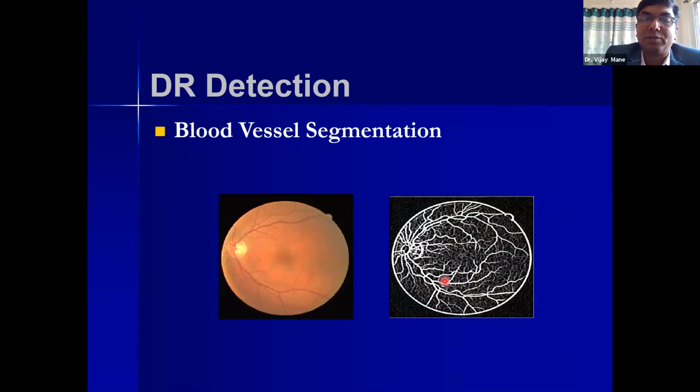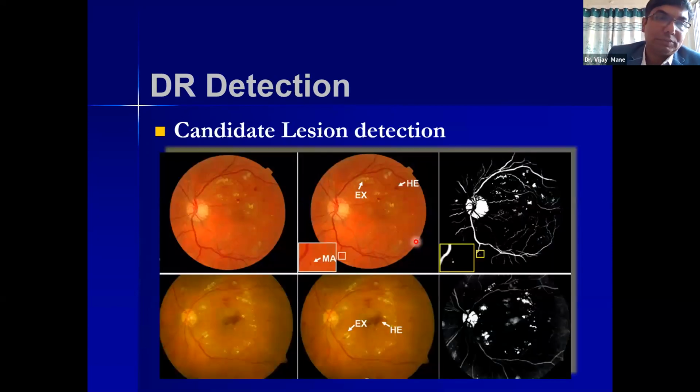So many algorithms are developed where we can extract these blood vessels or simply highlight these blood vessels for registration purposes, for restoration purposes, for comparing purposes. Blood vessel segmentation or blood vessel detection algorithms are developed in the literature. Okay, so this is also part of your pre-processing stage in detection of DR.